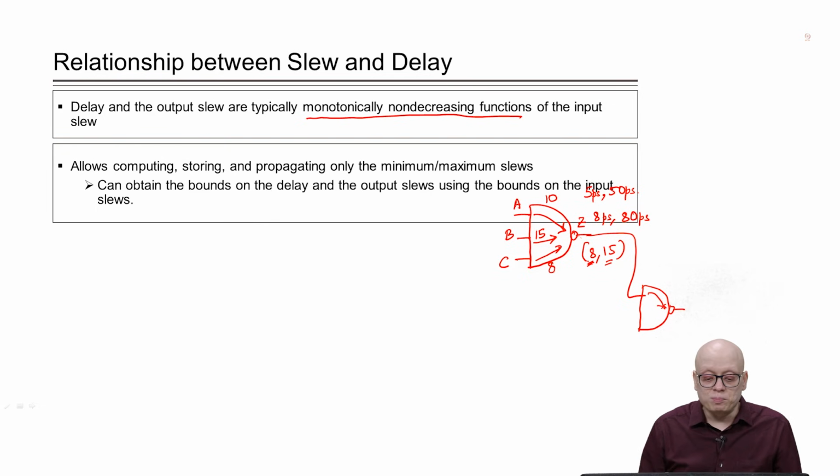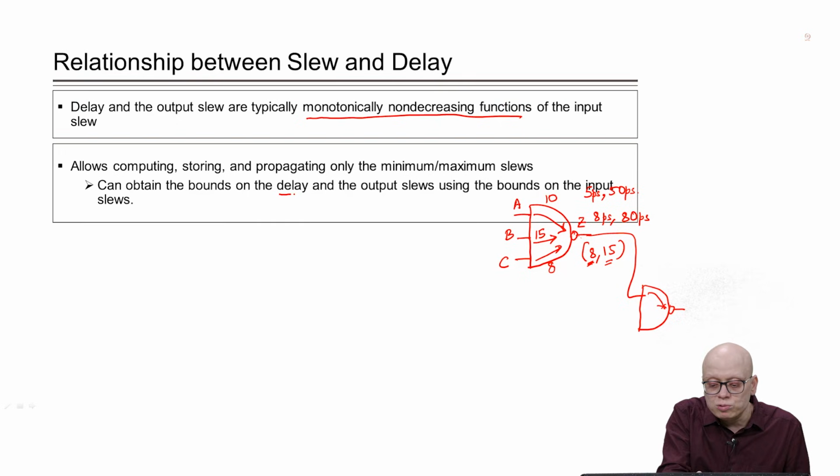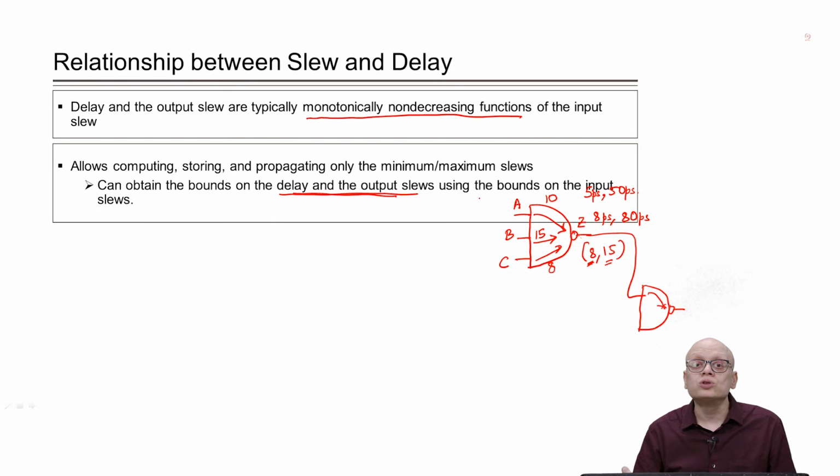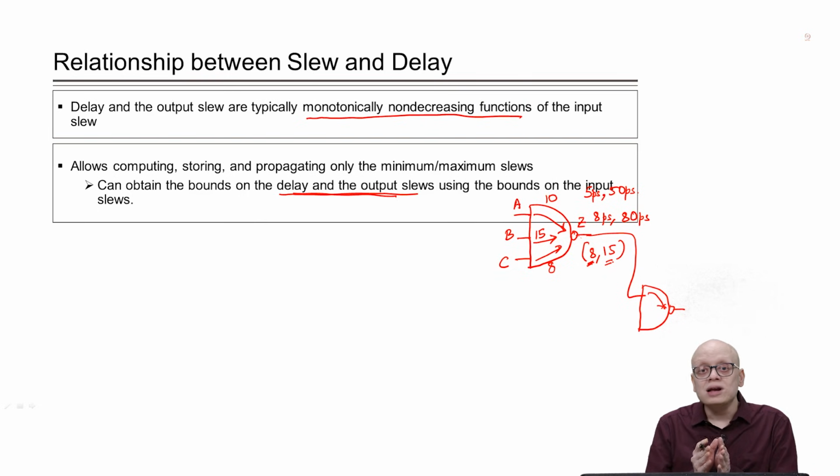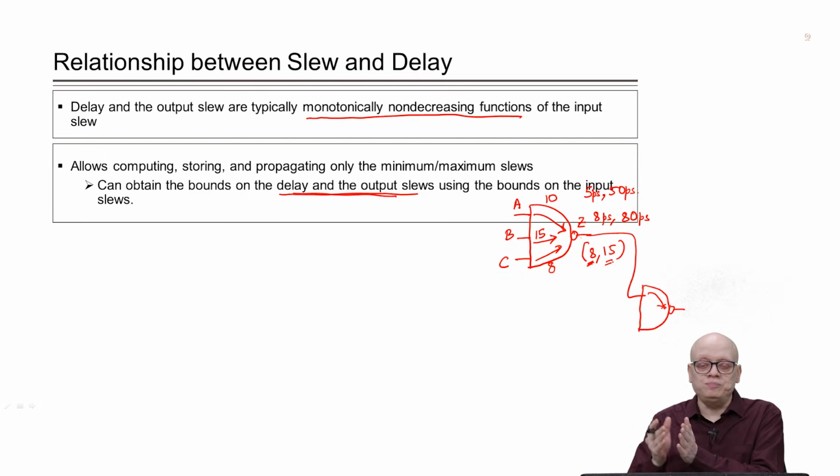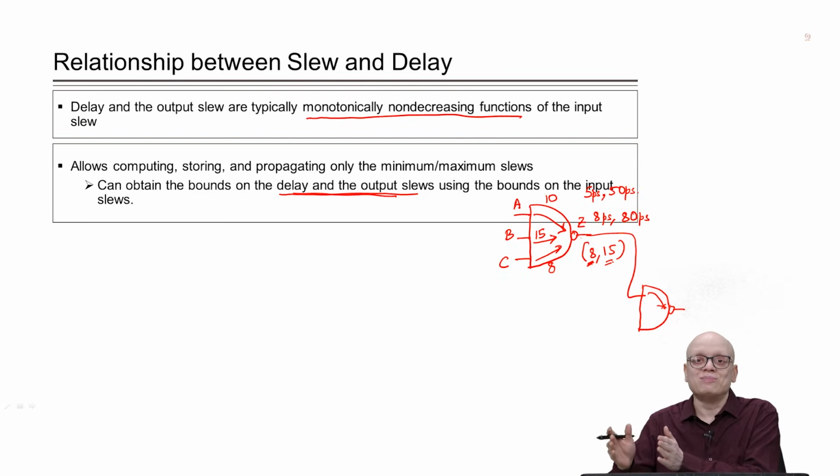So, because of this property of CMOS logic gates, that the delay and output slews are monotonically non-decreasing functions, we can obtain the bounds on the delay and output slews using the bounds on the input slew. So, if we store only the bounds, that is sufficient to ensure that the delay is within some bound, and similarly the arrival time will be within some range, right.